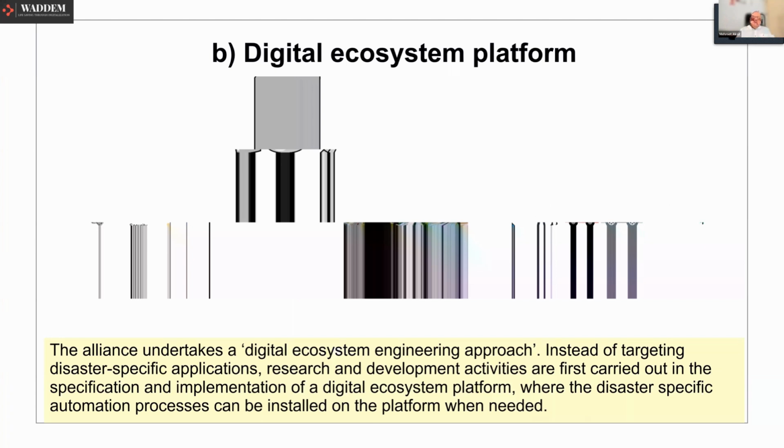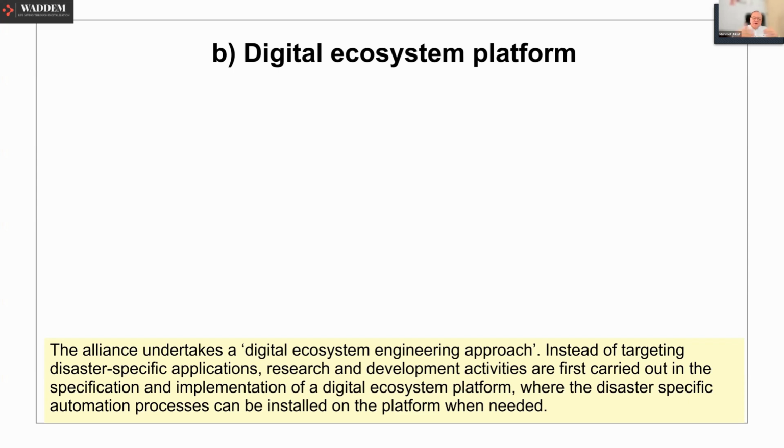Secondly, we want to develop and, of course, define standards for digital ecosystem platforms for the purpose of disaster management. What does it mean? The Alliance undertakes a digital ecosystem engineering approach. So what does it mean? If you look at many applications, software applications, they are focused, specialized for one purpose. It is therefore very difficult to reuse many aspects of the platform. So therefore, instead of targeting disaster-specific applications, research and development, and I must say also standardization activities are first carried out in the specification and implementation of a digital ecosystem platform, where the disaster-specific automation processes can be installed on the platform when needed. I will show this more symbolically.